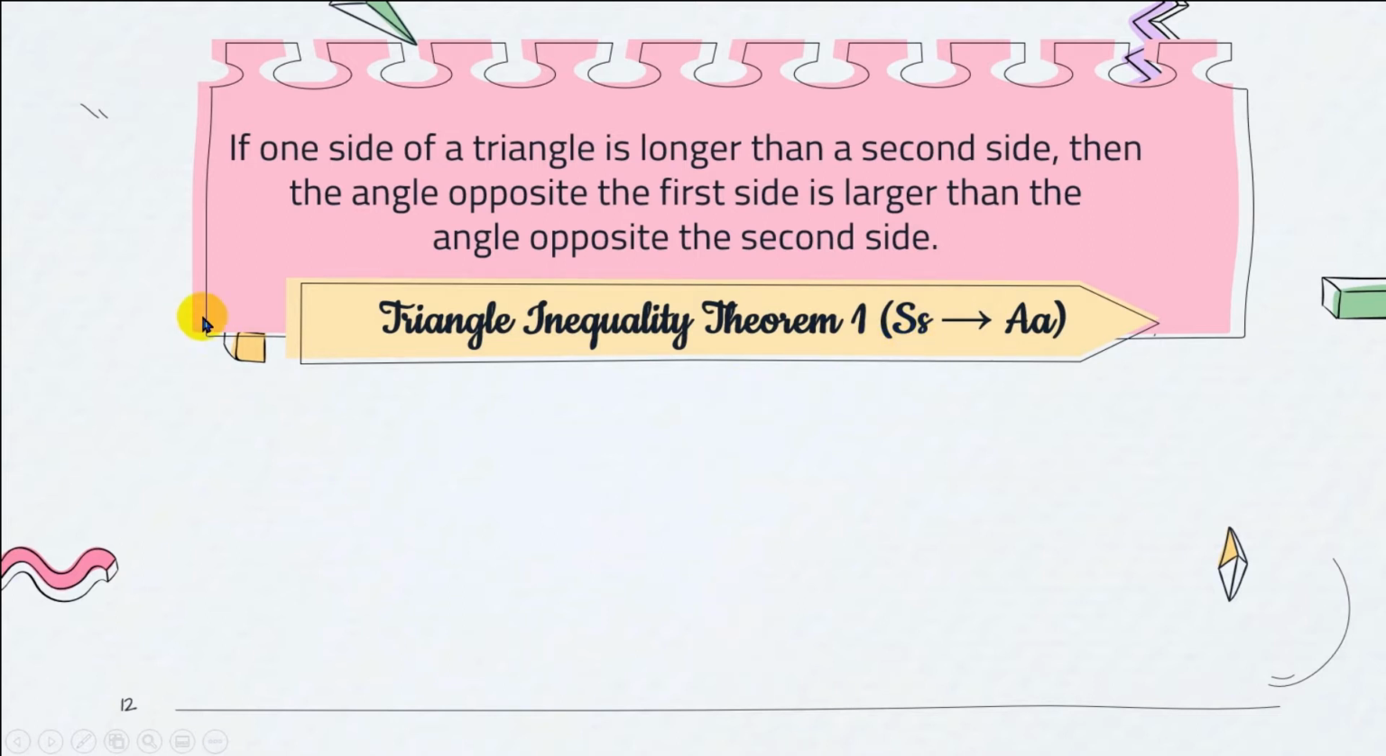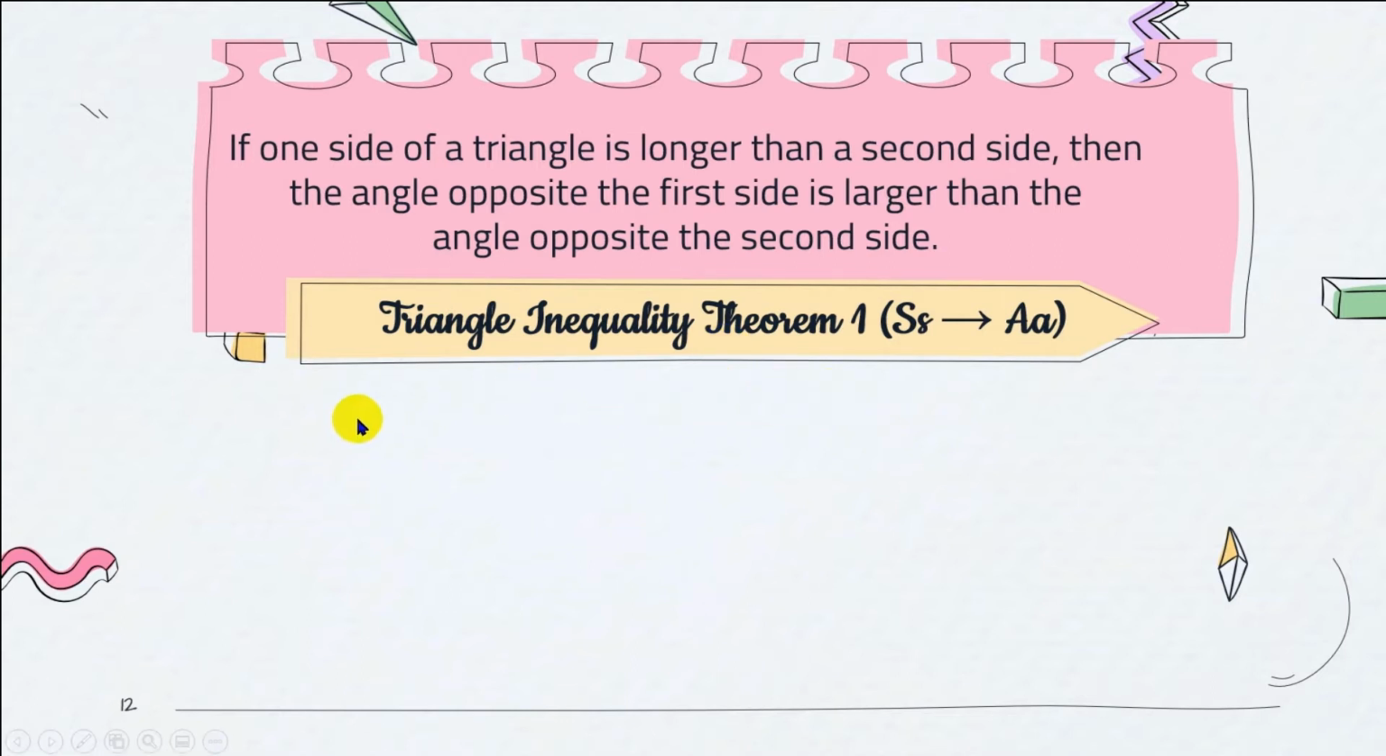So in this theorem, we all know that if one side of a triangle is longer than the other side, then the angle opposite the first side is larger than the angle opposite the second side. So ito yung sinasabi natin na the longer the side, the larger the angle, and the shorter the side, the smaller the angle. So paano nga ba natin ipoprove ang theorem number 1 na ito?